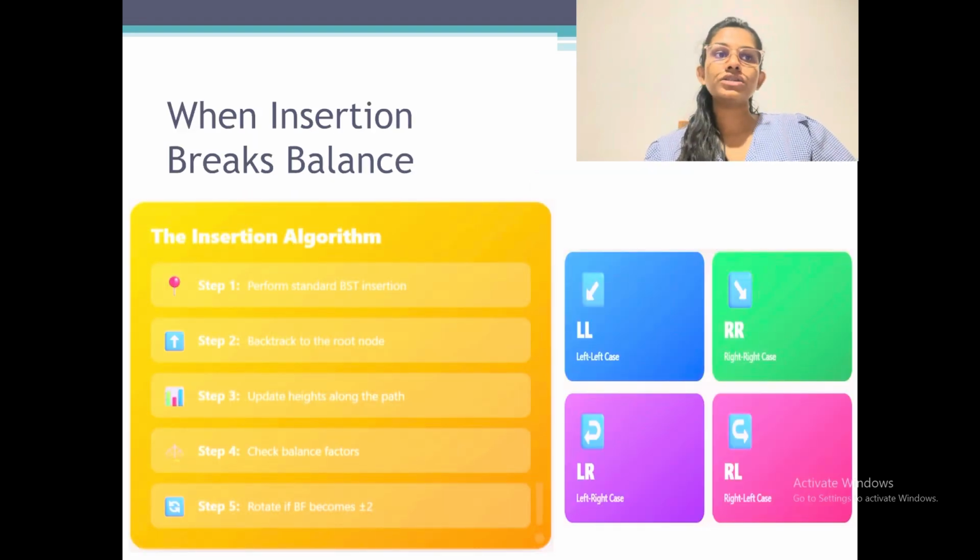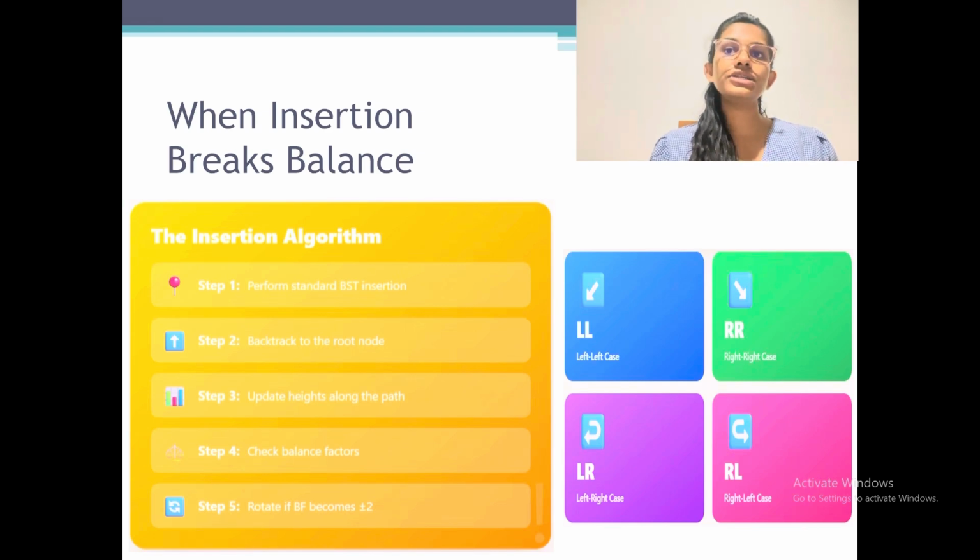So, now let's talk about how insertion operations can cause imbalance. When you insert a new node into an AVL tree, you first perform a standard binary search tree insertion. You start at the root, compare values, and traverse left or right until you find the appropriate spot for the new node.